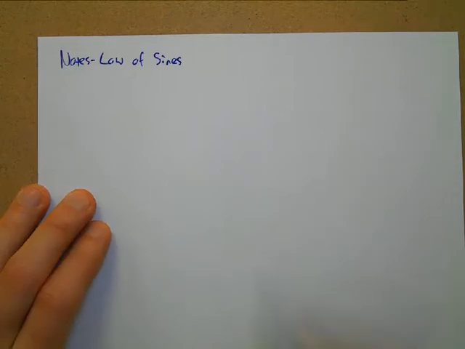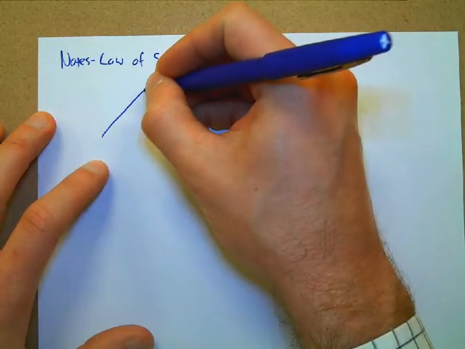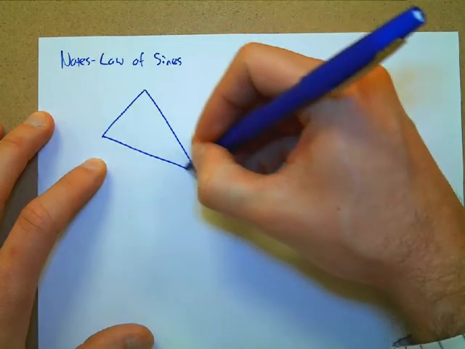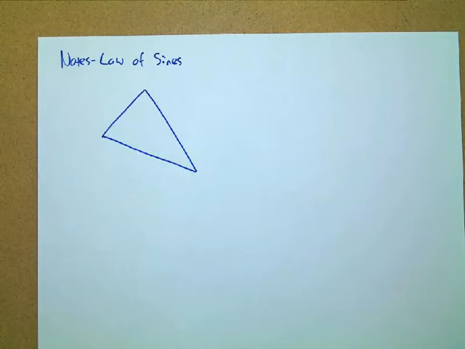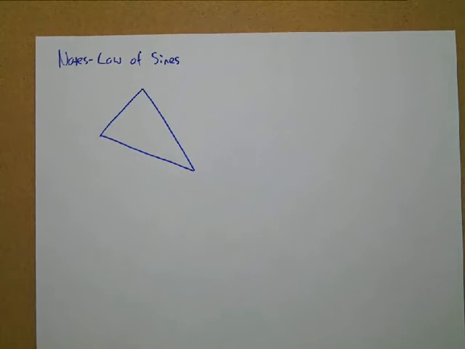So let's say we have a triangle, and I'm going to specifically try and draw it so that it looks like it's not right. In other words, there are no right angles. Here's a non-right triangle. Of course, the law of sines will work for a right triangle too. It works for all triangles in Euclidean geometry.